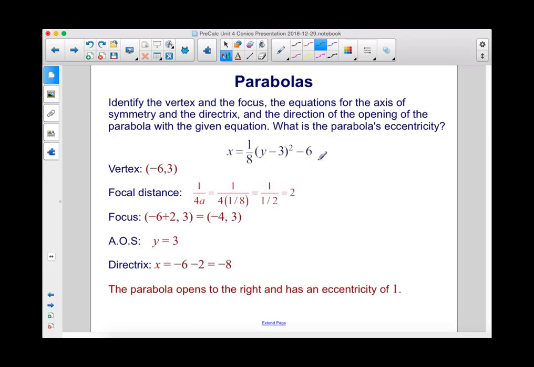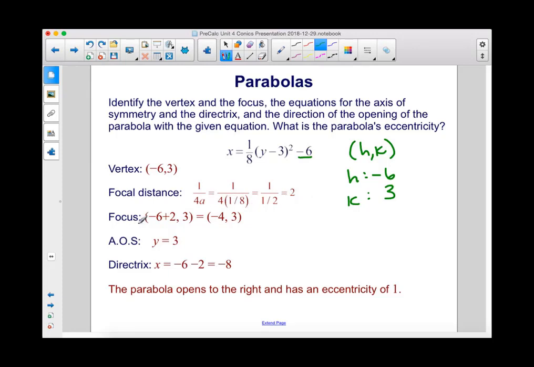In this case, we're dealing with x as a function of y, so the vertex is at h, k, where h is -6 and k is 3. So the vertex is at -6, 3. The focal distance is 1 over 4a, and a is 1/8, so we have 1 over 4 times 1/8, which gives us a focal distance of 2.